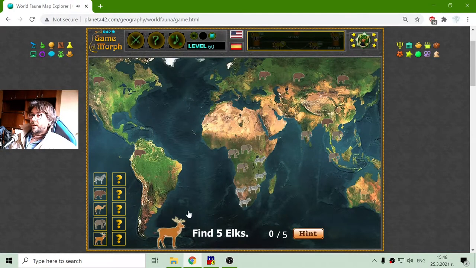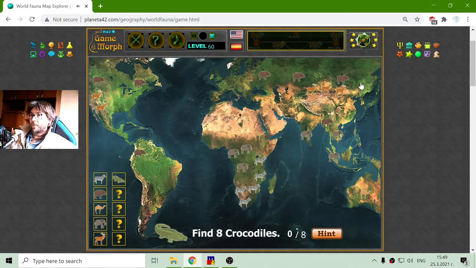Okay, now I'm looking for elks. These are northern animals. I don't think there are elks in the jungles or in the desert, so I'm looking here in maybe more mountain areas. There are two and one more.